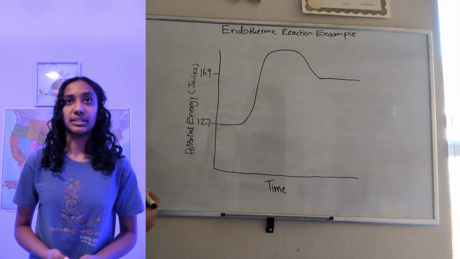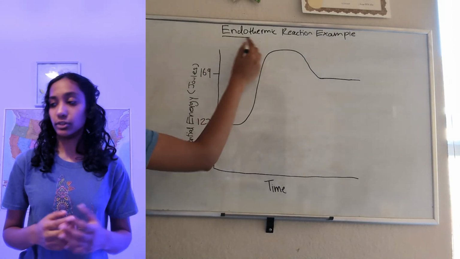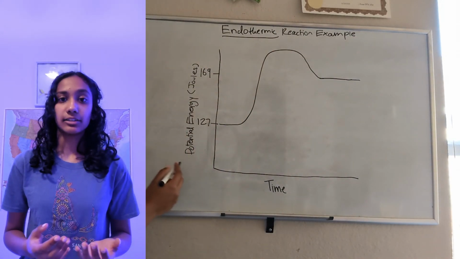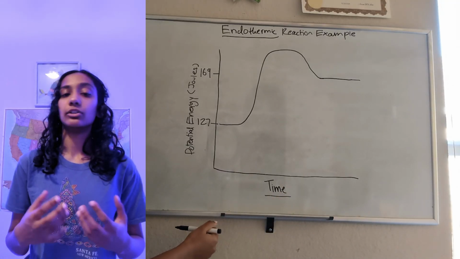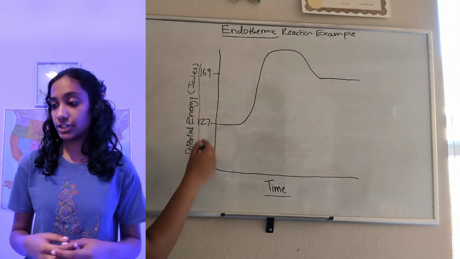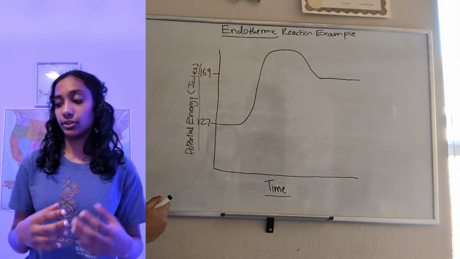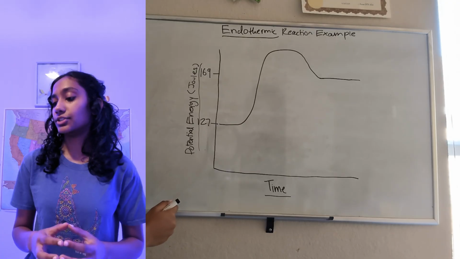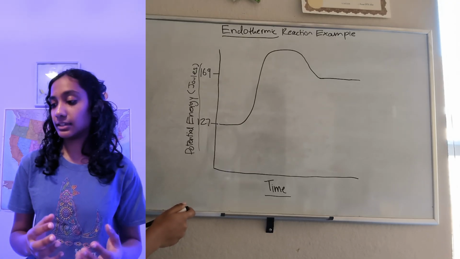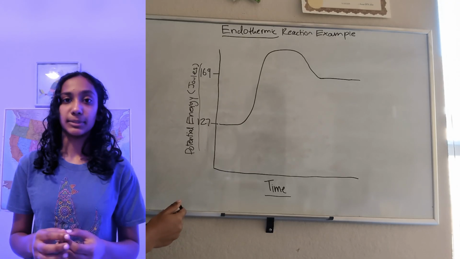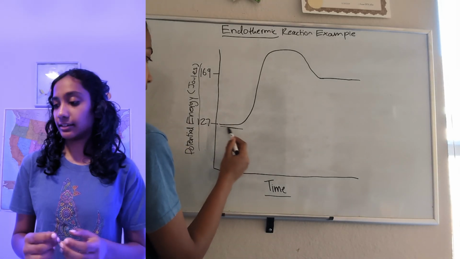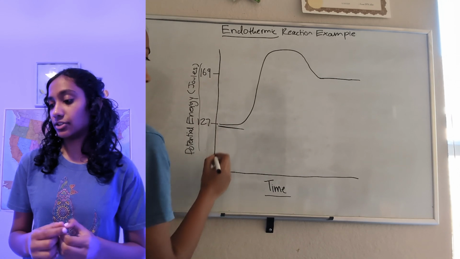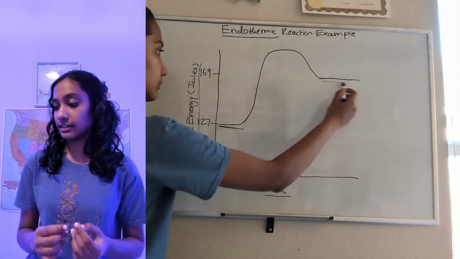This is an example of a potential energy graph for an endothermic reaction. On the x-axis, we have time, which shows how the reaction progresses. And on the y-axis, we have potential energy, which is measured in a unit called joules. Potential energy is the stored energy between atoms. First, let's look at the potential energy of the reactants, which is represented by this line near the beginning. Now, this is the potential energy of the products, which is this line near the end.